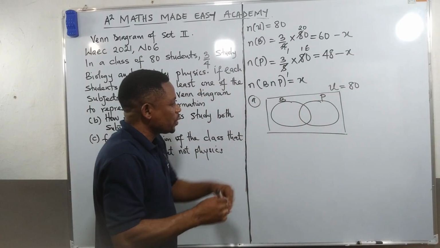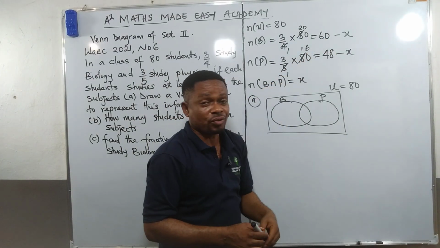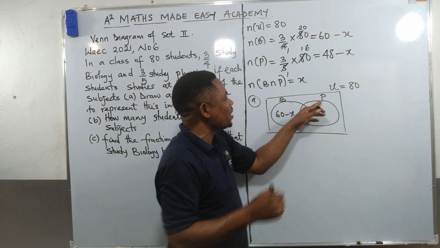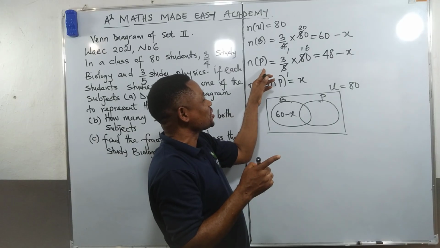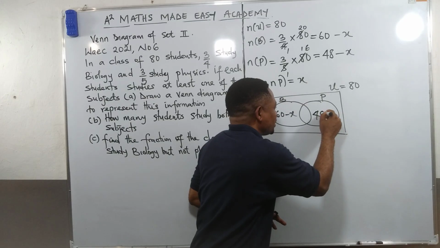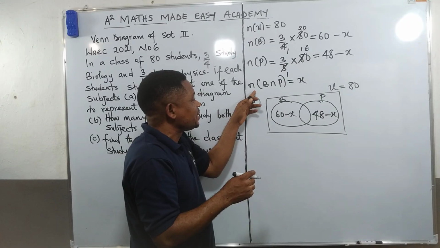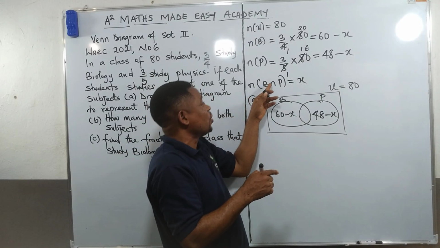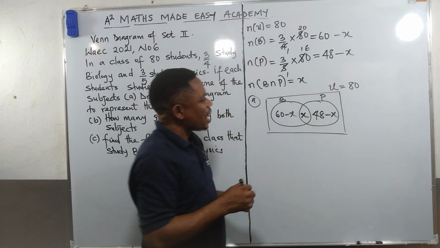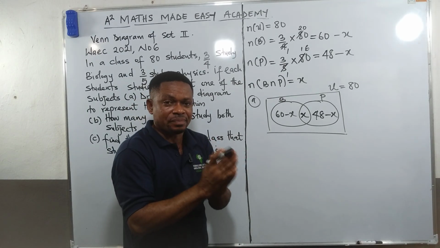Are you there? Now we are looking at biology only. Biology only is already known. What is it? 60 minus X. I will go here and introduce 60 minus X. The next one is physics only. The number for physics only is 48 minus X. I will go here and put 48 minus X. What do you think is the next one? It is the cardinality, or number of students, that offer biology and physics. What is it? X. I will go here and introduce X. And that is the final answer to illustrate it using a Venn diagram. Have I made myself clear?